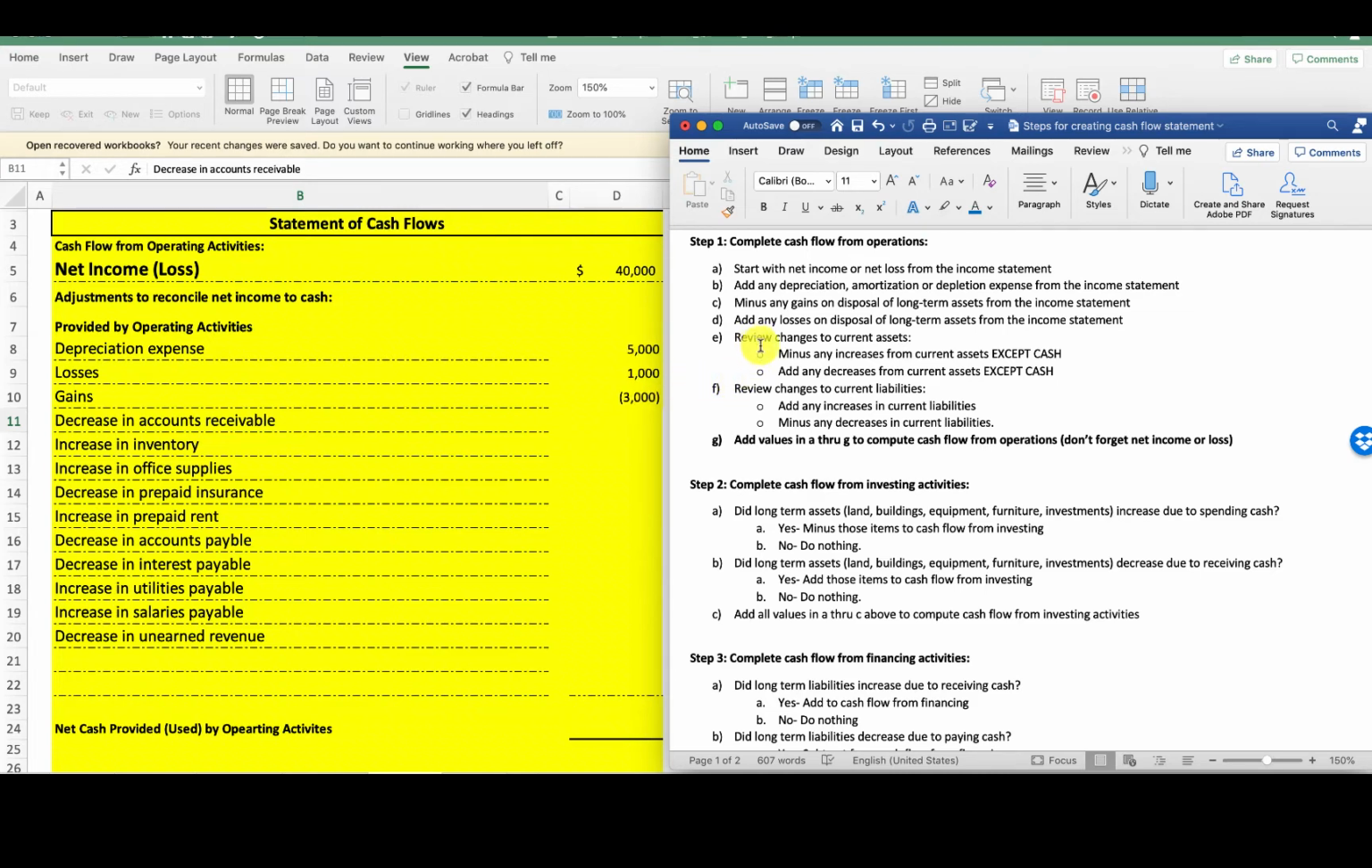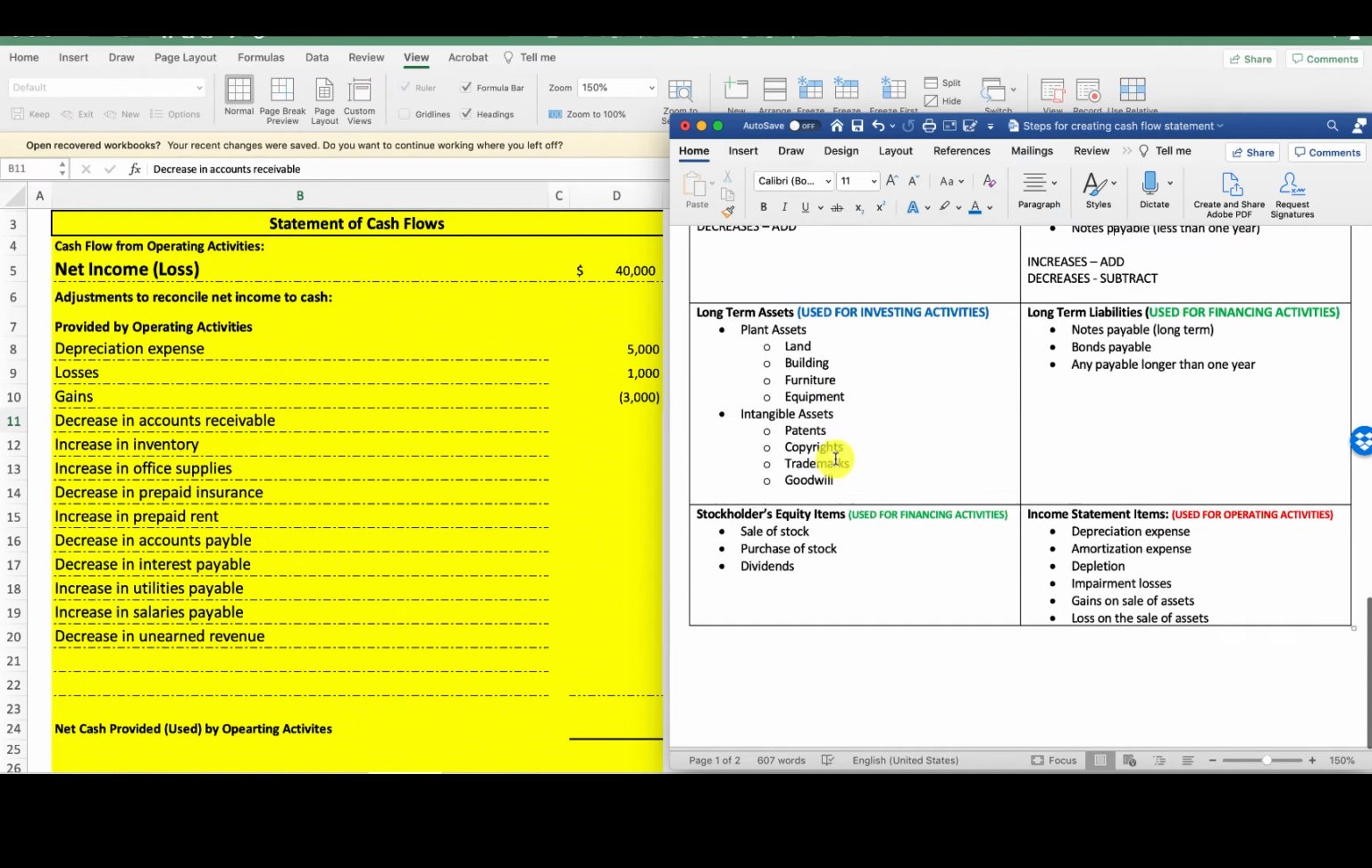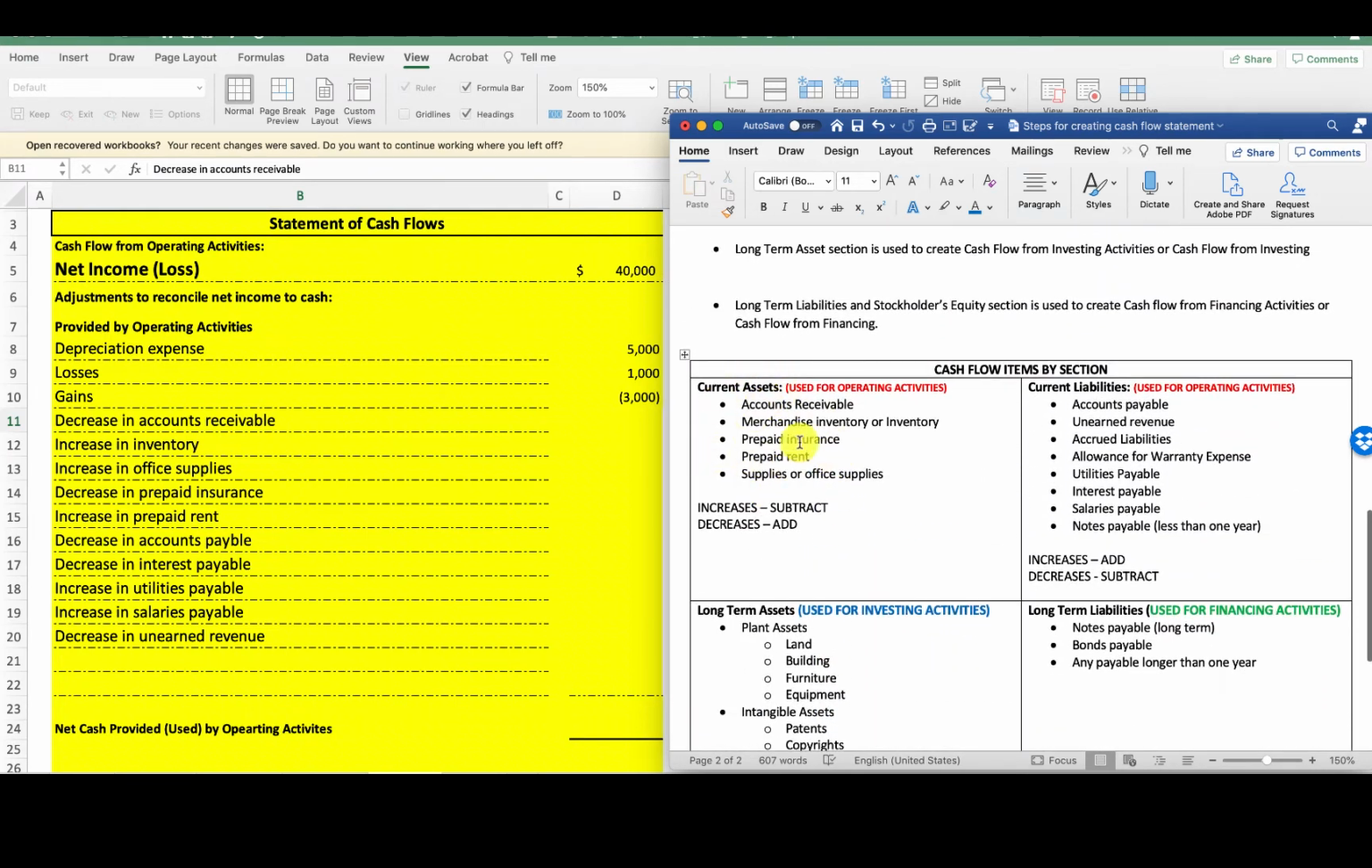And now we come to the section of the cash flow statement that is very challenging for most people. It says review changes in current assets, minus any increases in current assets except cash, add any decreases in current assets except cash. What does that mean? Well, if you look at the handout here, here's a list of the current assets. This is used for operating activities. What it's saying is you're going to look at the current year balance for current assets compared to the prior year balance for current assets. If there's a decrease, you're going to add that decrease. If it's an increase, you're going to subtract that increase.